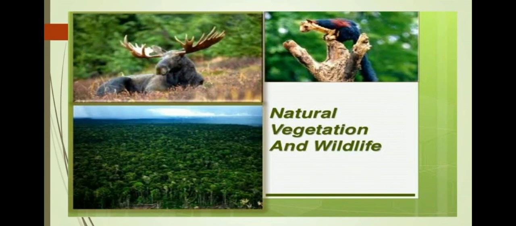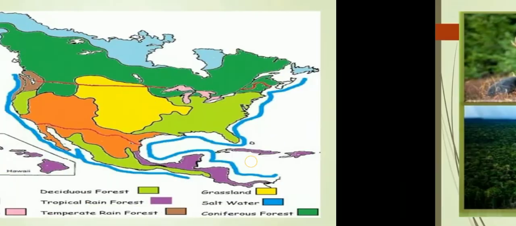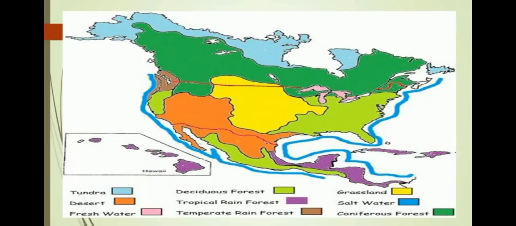Natural vegetation and wildlife. Approximately 30% of the total land area is under forest cover. Lumbering is a well-developed industry, particularly in Canada. North America is a major producer of timber, plywood, wood pulp and paper. It accounts for approximately 20% of the world's production of timber.